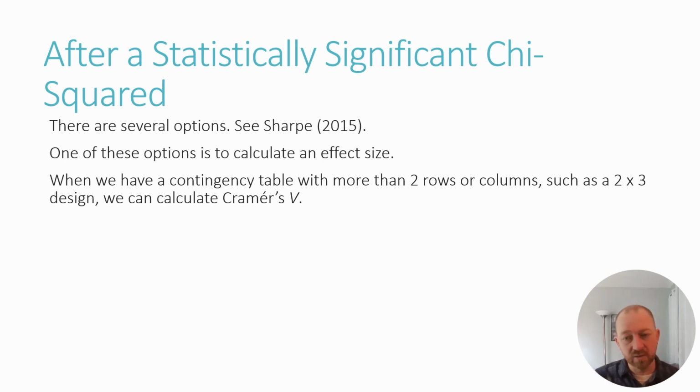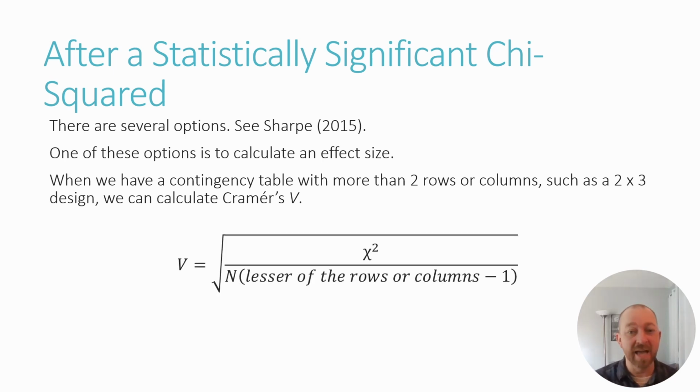Now, typically, if you have a 2 by 2 chi-squared, you use phi as the measure of effect size. It's pretty standard. However, if you have a larger table, for example, 2 rows and 3 columns, or vice versa, or a 3 by 5 or a 9 by 2, the phi actually is typically inappropriate, and so we use Cramer's V instead. Cramer, of course, was the person who came up with the statistic. And it looks like this.